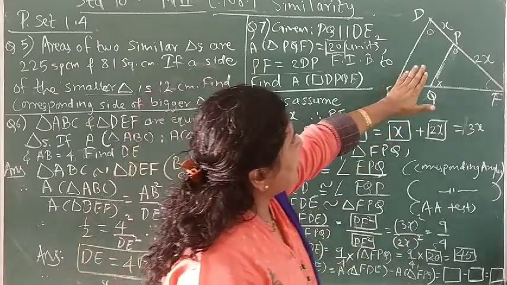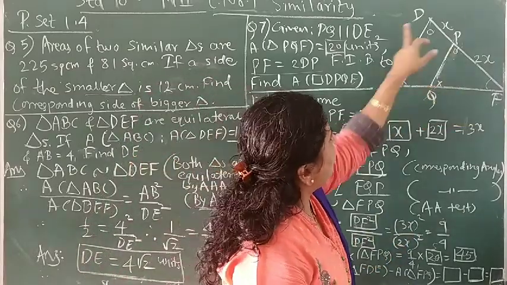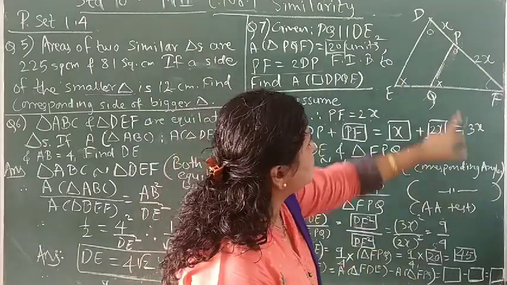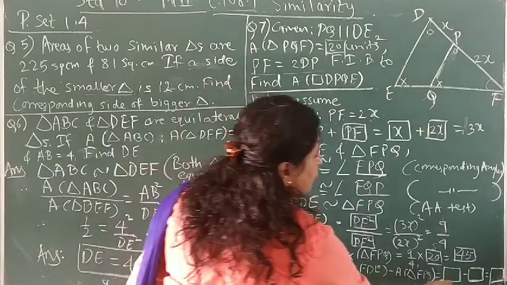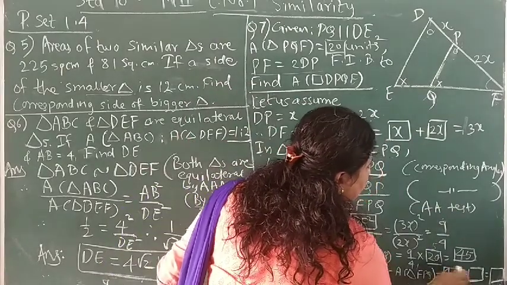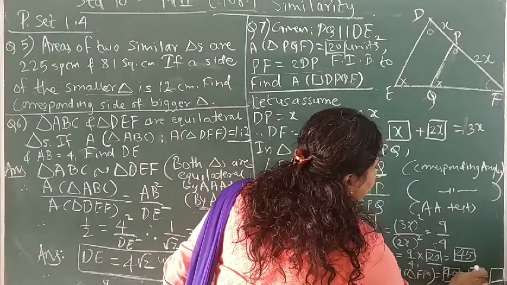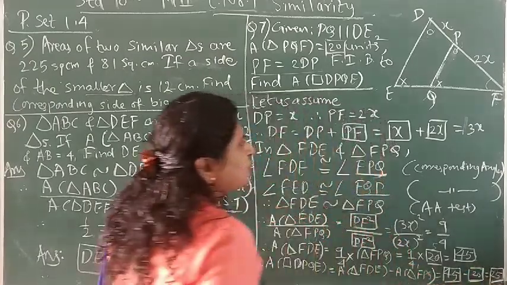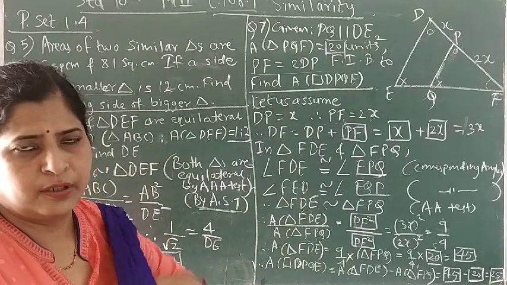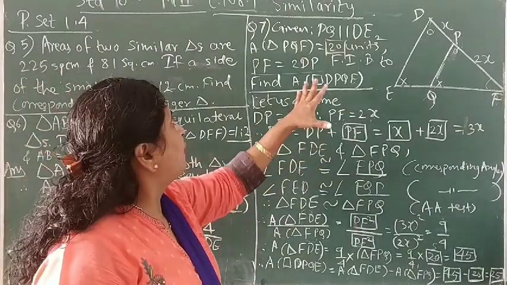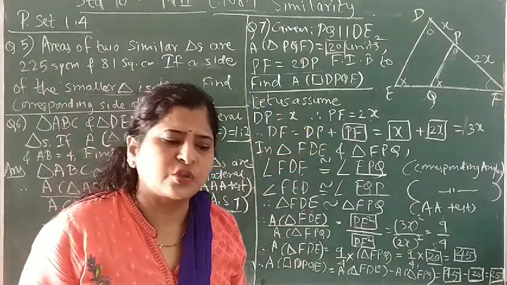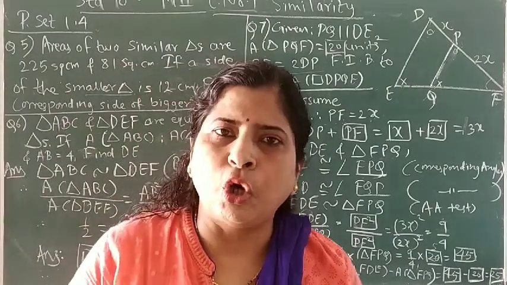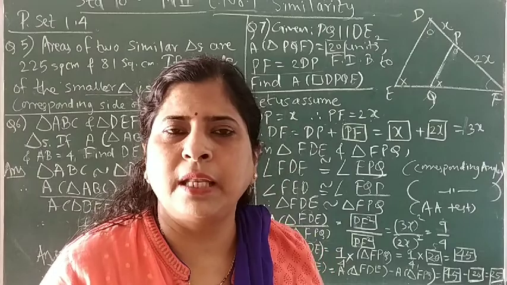So now to get the area of this quadrilateral, it is area of the bigger triangle FDE minus area of the smaller triangle FPQ. So you should write here 45 minus 20. What is the answer? 45 minus 20 is going to be 25. Okay. So 25 unit square. Correct? So this is the answer of question number 7, which is the last question from practice set 1.4. So here we have finished all the practice sets from the lesson Similarity.